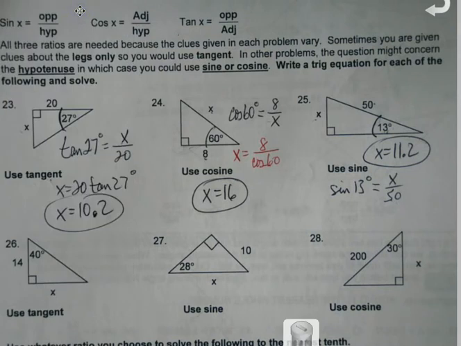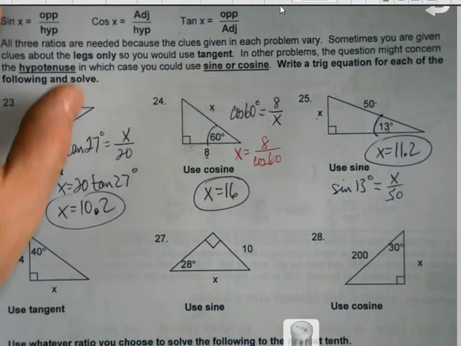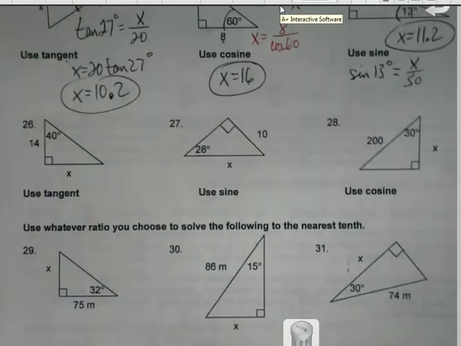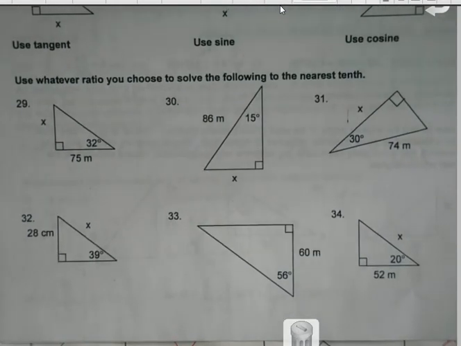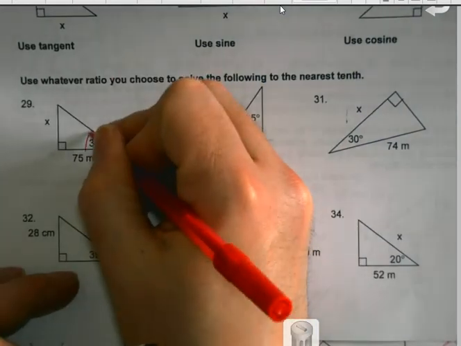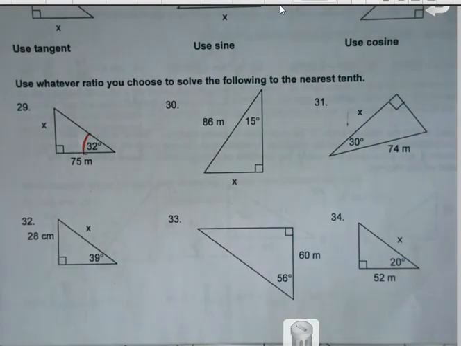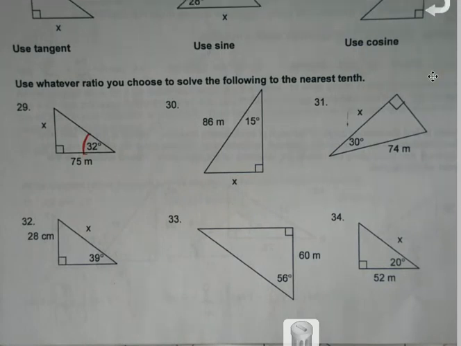So to make sure we're doing okay here, because that's always important, I want to scroll down a little further where you're not told which ratio to use to make sure we have a grip on things here. So we're going to take a look at 29 to 31, but I want you to tell me which trig function we're up to each time. So on 29, I've got a reference angle at 32. So what sides do I have and what function are we using? Opposite over adjacent, tangent.